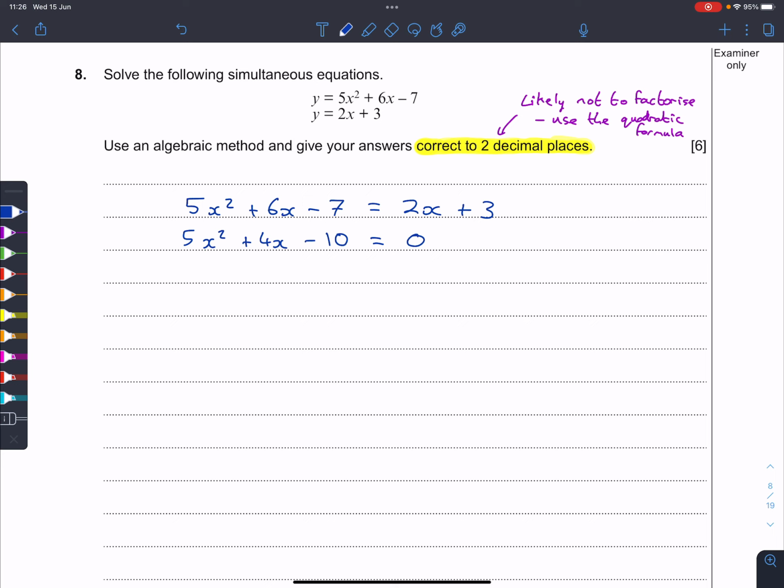So let's have a look. The value of a is my coefficient of x squared, which is 5. My value of b is my coefficient of x, which is positive 4. Make sure you take into account that it's a positive. Negatives are where a lot of marks get lost and a lot of incorrect answers happen here. And c is our constant, which is negative 10.